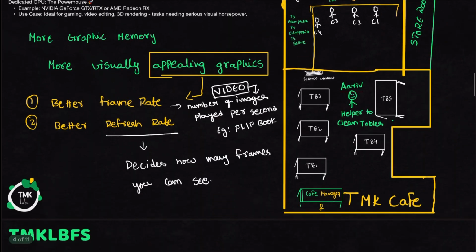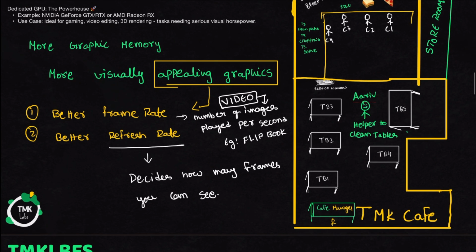But if you want the graphics to be more appealing, the visuals to be more appealing, then you need more graphics memory. So the more memory you have, the more visually appealing graphics can be created. And what does it mean to have appealing graphics? For this you need two things. The first one is better frame rate, and the second one is better refresh rate. So what does it mean, better frame rate?